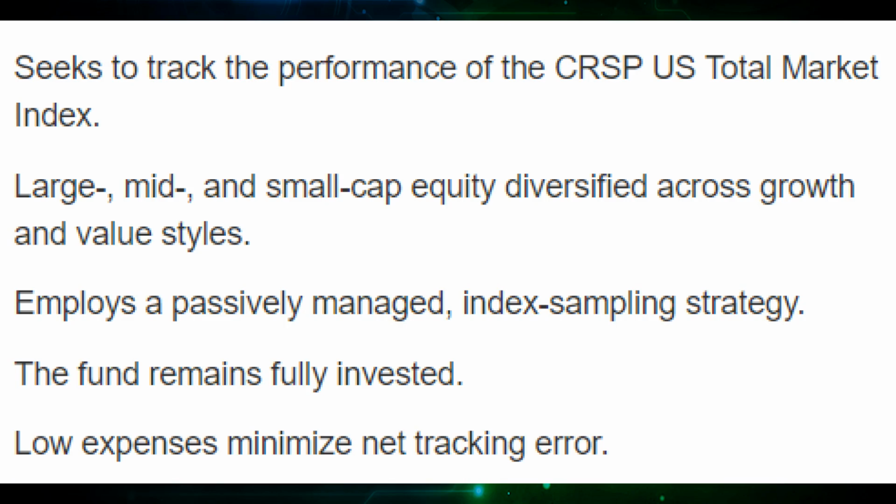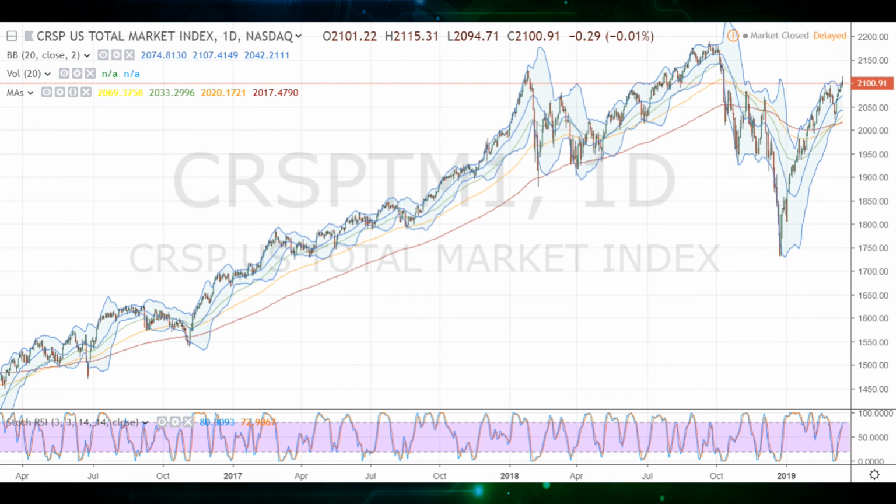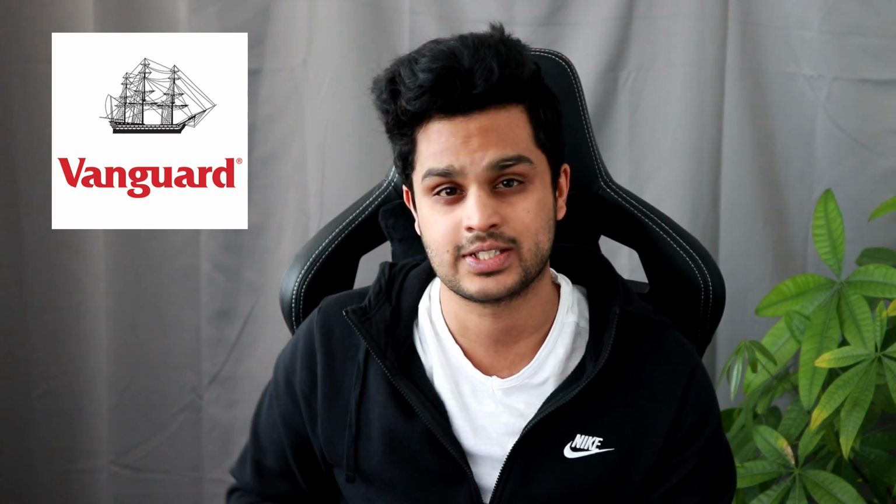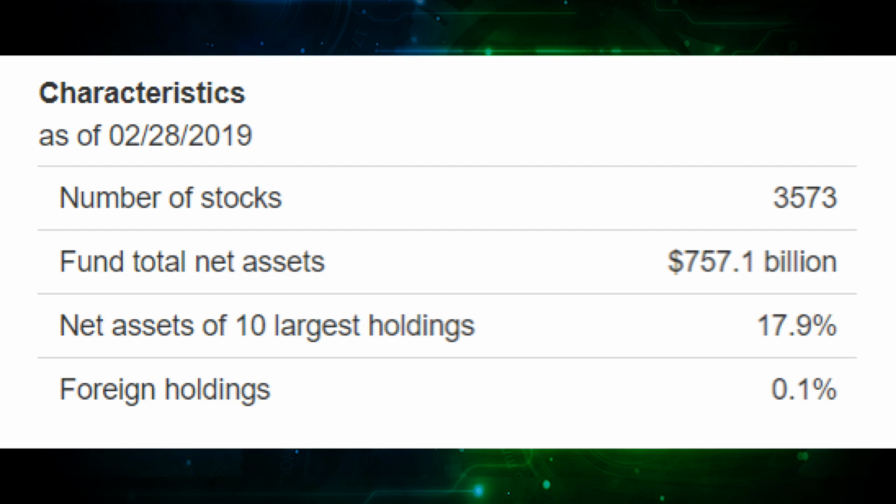More specifically, this ETF tracks the performance of CRSP, which is just another index out there. The fund is comprised of small, medium, and large cap companies, so you get good exposure to pretty much every single company out there in the US and pretty much every single sector as well. They also offer a very low expense ratio, 0.04%, some of the lowest in the industry actually. And of course, they offer you exposure to tons of companies, all of the US companies, 3,573 companies to be exact.